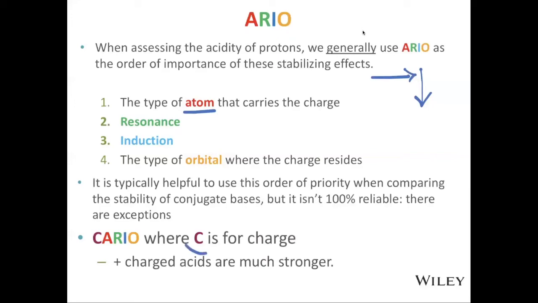We do have to be careful if there's a charge on our molecule that kind of mixes things up a little bit. Certainly an oxygen that has a positive charge means it already has an extra proton. And so that would be more acidic than your typical oxygen.